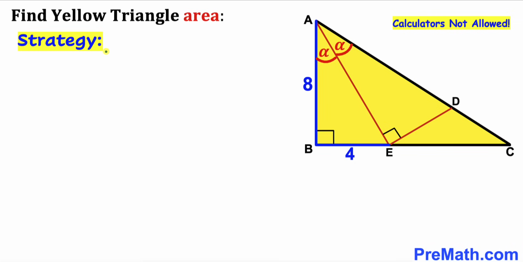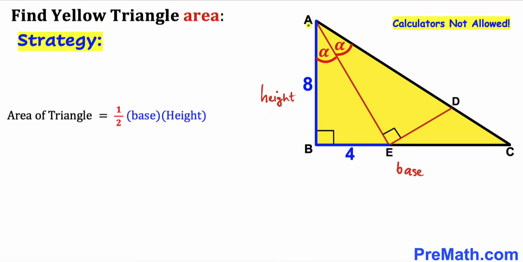And here's our strategy. Since we are interested in calculating the area of this yellow triangle ABC, let's recall the area of a triangle formula: area equals a half times base times height. In our case, the height of this yellow triangle is 8, and the base is going to be this BC length. However, we know only this segment BE, which is 4. So our task is to calculate this segment EC length.